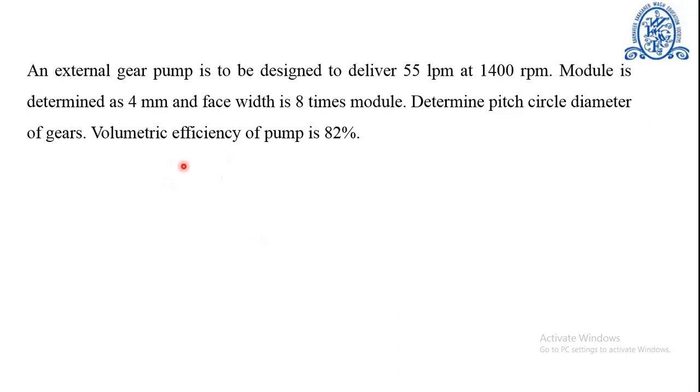Now, let us consider a simple problem based on the above formulation. An external gear pump is to be designed to deliver 55 liters per minute at 1400 rpm. The module is determined as 4 mm and face width is 8 times module. Determine pitch circle diameter of gears if the volumetric efficiency of the pump is 82%.